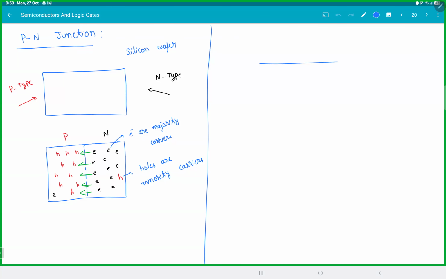You take a pure silicon wafer. From one side, you inject p-type material like gallium. From the other side, you introduce something like phosphorus, pentavalent atoms. You inject them from both sides. So you're introducing impurities, right?